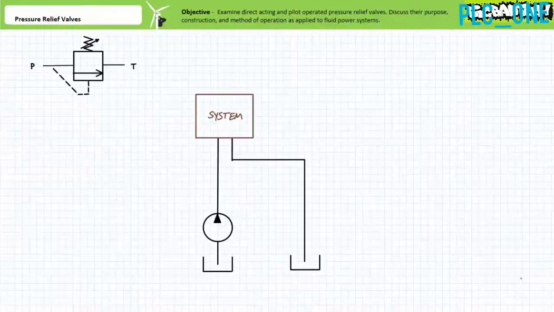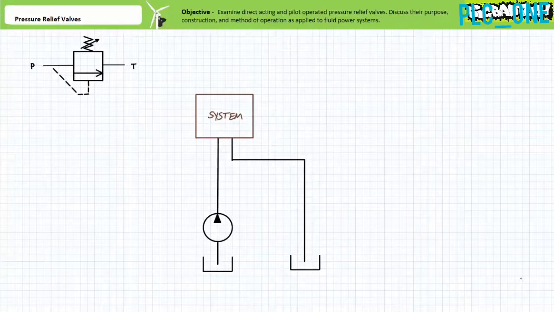Today's topic of discussion is pressure relief valves. Our objective is to introduce both direct acting and pilot operated pressure relief valves and discuss their purpose, construction, and method of operation as applied to fluid power systems.